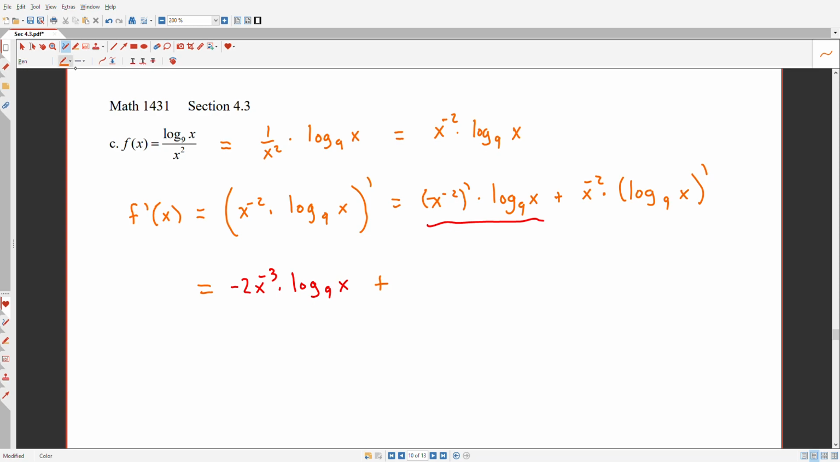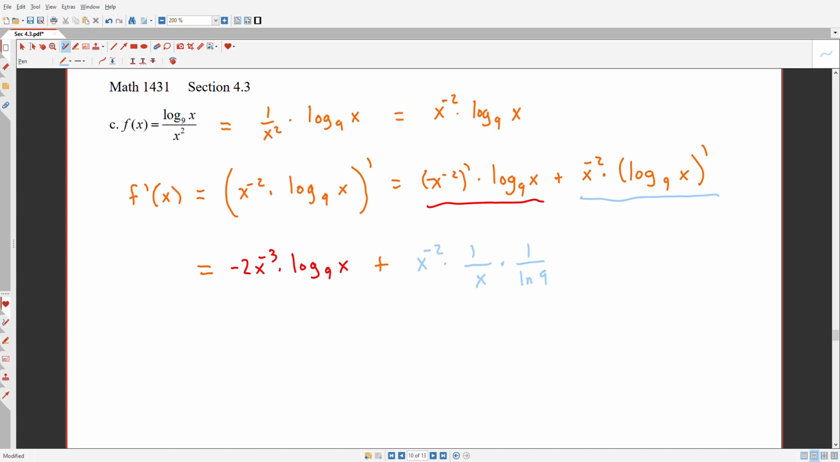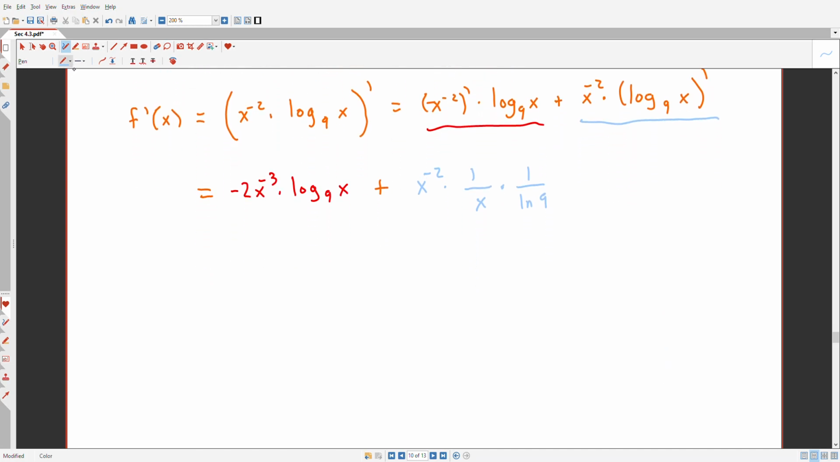And now for my second term, this is where I've got to practice the new rule. So I leave that x to the negative 2. Okay, so log base 9 of x, that should be 1 over x times 1 over natural log of 9. Okay, so I'm actually going to rewrite these terms a little bit. It's not that these are wrong the way it's written, it's just we can combine it a little more efficiently.